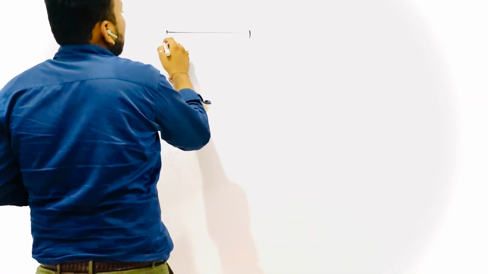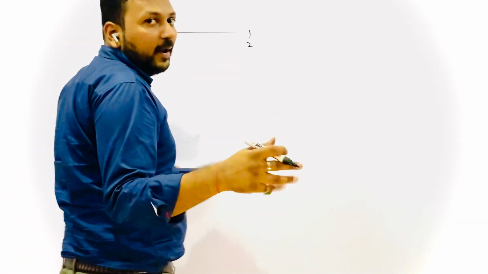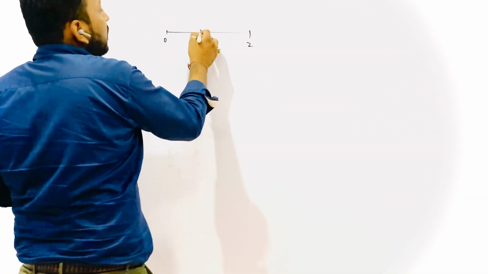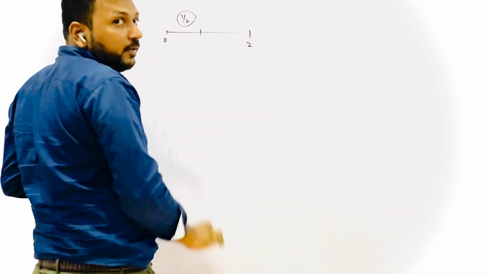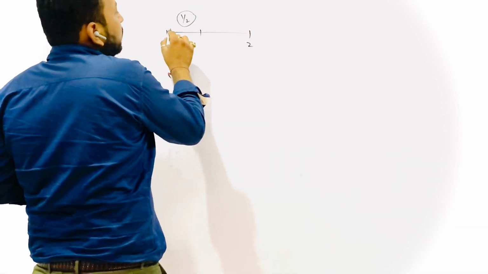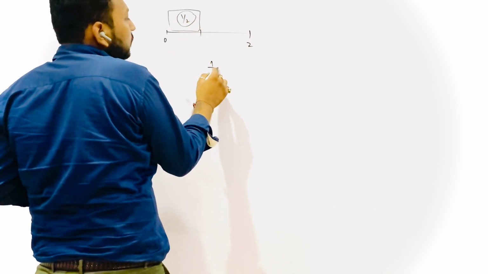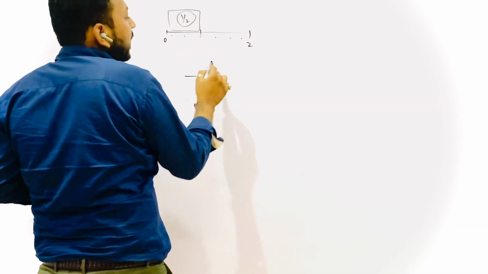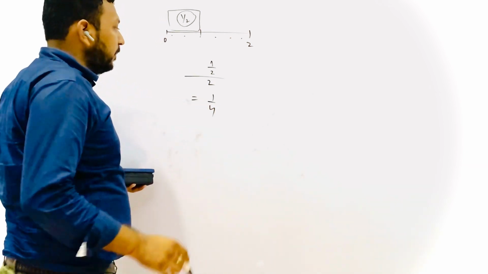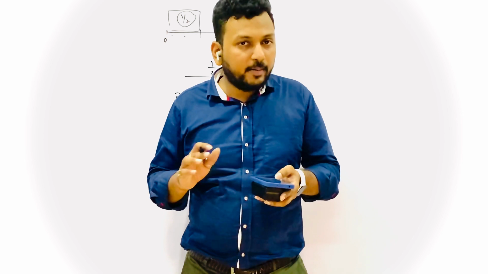So she can stop the music at any instant from 0 to 2 minutes. What are the favorable outcomes? We need to stop the music in the first half minute, and in total it can stop at any time, that means 2. So 1 by 4 is the probability. The probability of the music being stopped in the first half minute is 1 by 4. Simple, favorable by total. Example number 11. Okay.